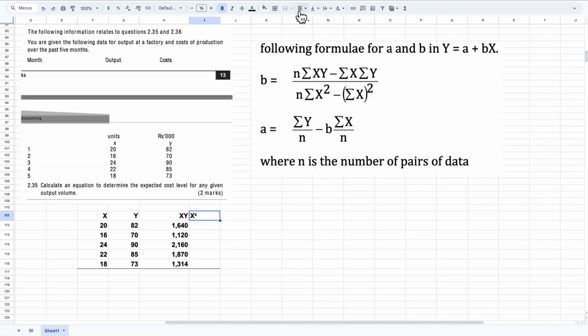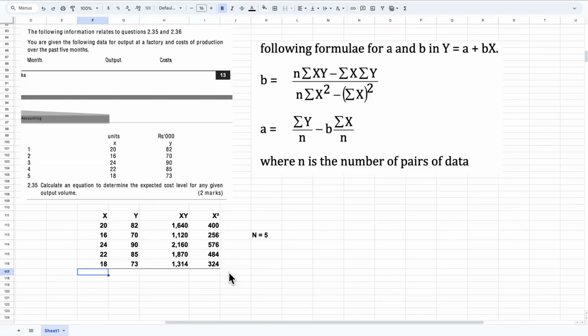Right? We need this x squared also, so we need sigma x squared. That's what we have to calculate, the x squared. X squared means x multiplied by x. So 20 is multiplied by again 20, 16 multiplied by 16, 24 multiplied by 24, 22 multiplied by 22, 18 multiplied by 18. So you will get this kind of numbers. That's a number we need, right? And also the n is, we know there are 5 pairs of data. So n is 5.